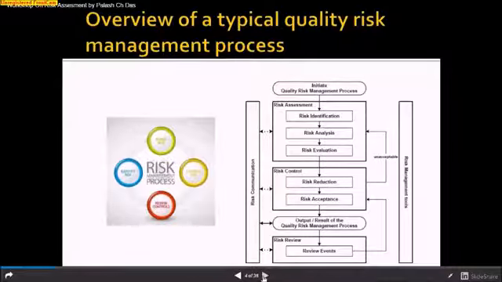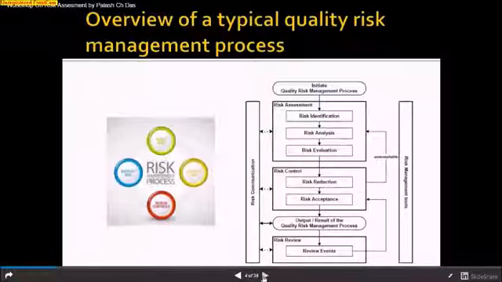For the assessment, you need to identify the risks, then analyze what the severity of the risks is, what the probability is, and how you can control them. Then the evaluation comes before control.